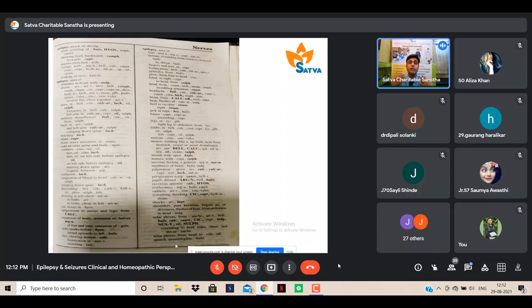And this is a beautiful rubric which is given. "Doctor, before the convulsion comes, my speech becomes unintelligent. I start talking vaguely, there is no head and tail of whatever I am talking." The remedy is Bufo.